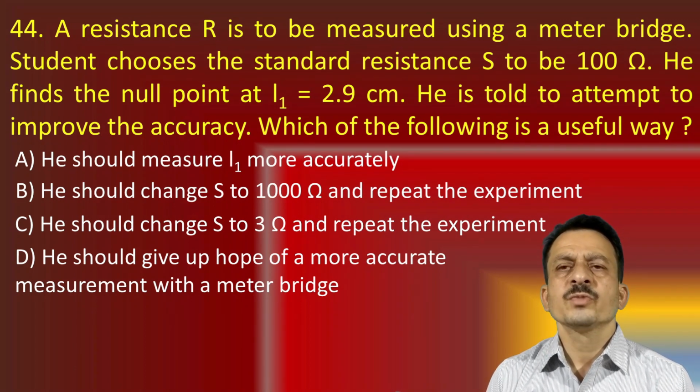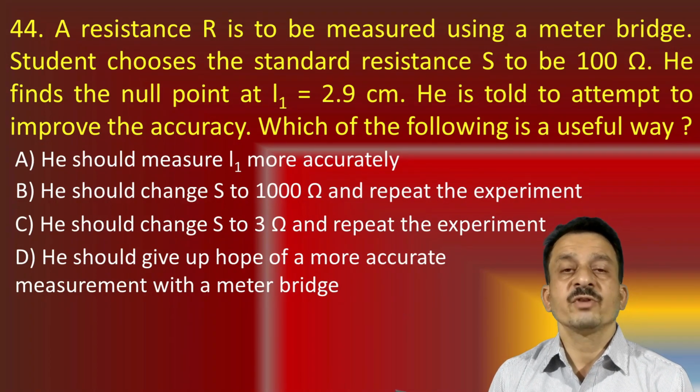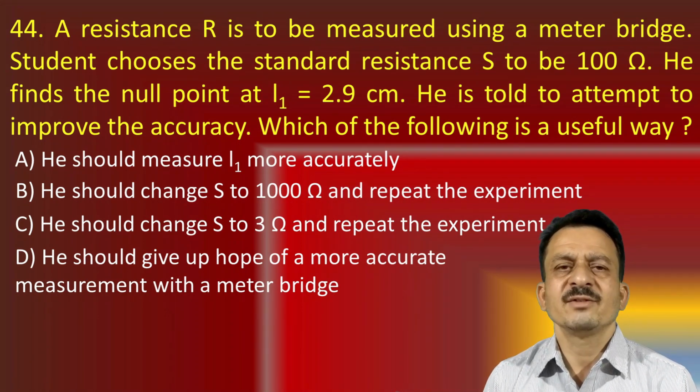Now here, while studying the meter bridge, we know that the balancing length should be so chosen that it should not be less than 25% and should not be greater than 75%. The balancing point should be between 25 and 75.